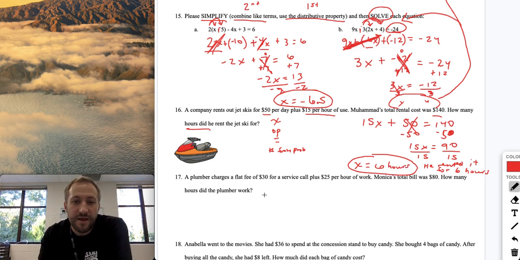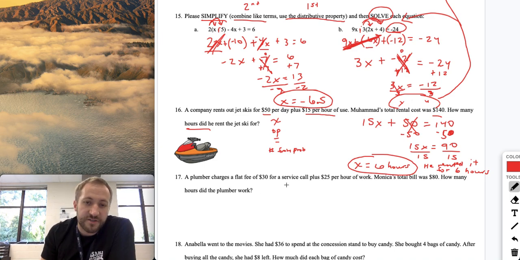Let's look at the next one. A plumber charges a flat fee of $30 for a service call plus $25 per hour of work. Monica's total bill was $80. How many hours did the plumber work? So, again, all these word problems are great because it's essentially like a big puzzle I have to put together somehow. Looking through your quizzes, it was kind of cool to see all the different things you would try until you came to the right answer. And sometimes this is trial and error. I'm going to try a few different things that won't work until I come to the thing that does.